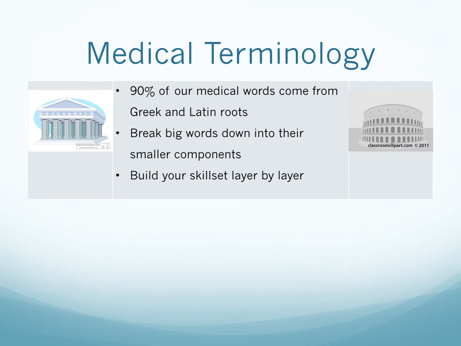In this unit, you will learn common root words for the body systems as well as their prefixes and suffixes. About 90% of our medical words come from Greek and Latin roots. In this unit, you will be breaking down big words into their smaller components. It is difficult at first to learn the root words as well as their prefixes and suffixes, but you will build your skill set layer by layer. In the end of this unit, you will have begun to learn some of the tools to help you decipher larger medical terms.